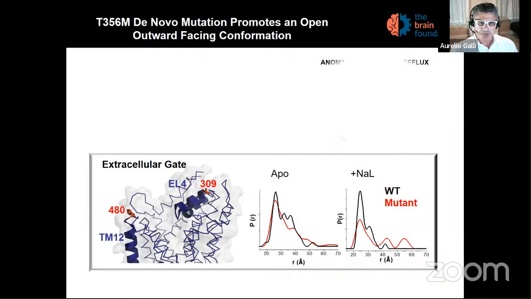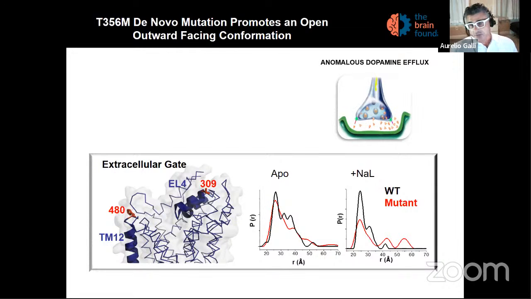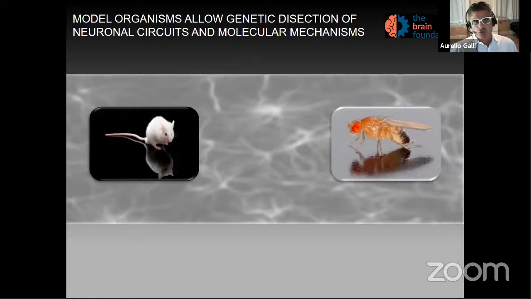So this was really the first structural fingerprint of what anomalous dopamine efflux was, meaning that the transporter, when it binds the substrate, spews the substrate outside. So we had to choose a model now, an animal model, to start to screen all these mutations. And of course, mice cost a lot, and we were running on fumes on these projects, right?